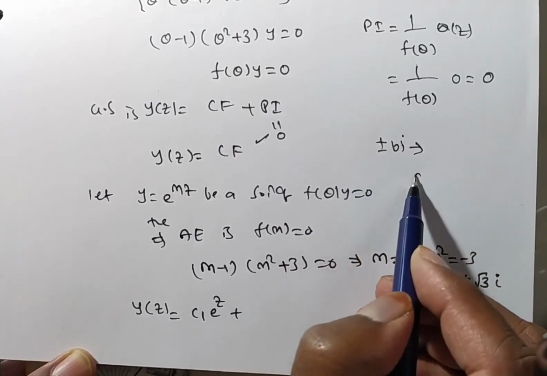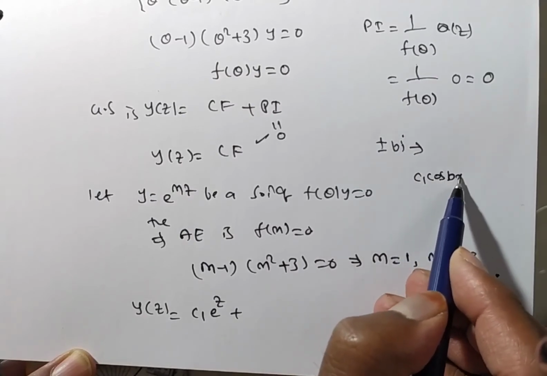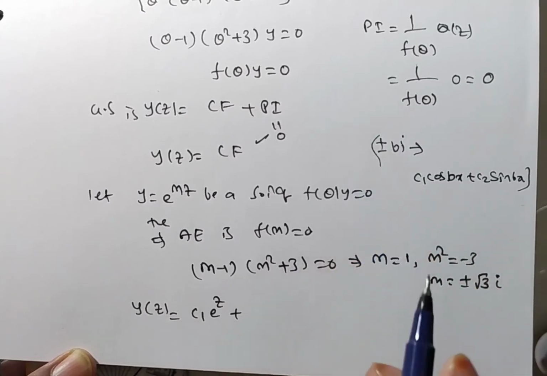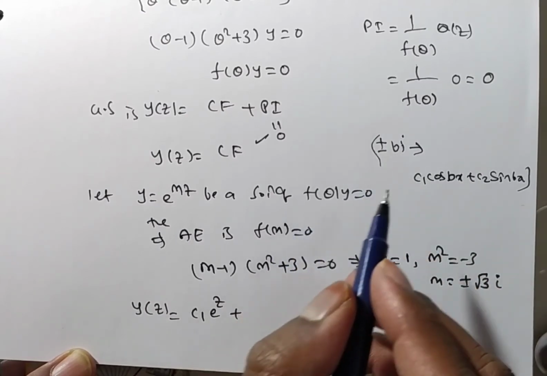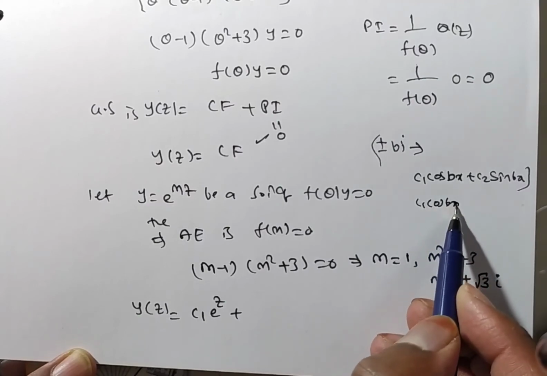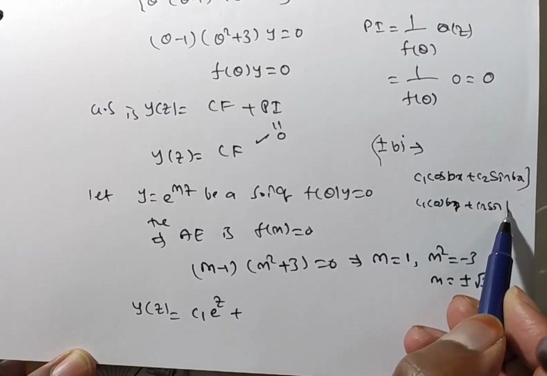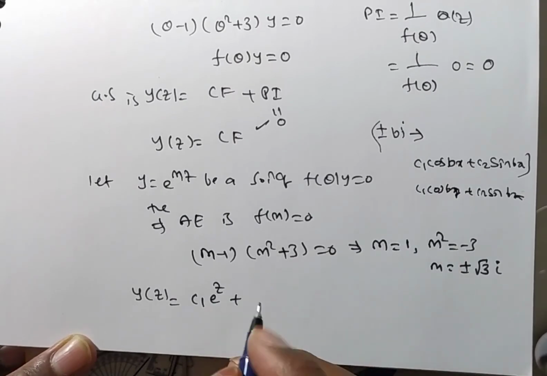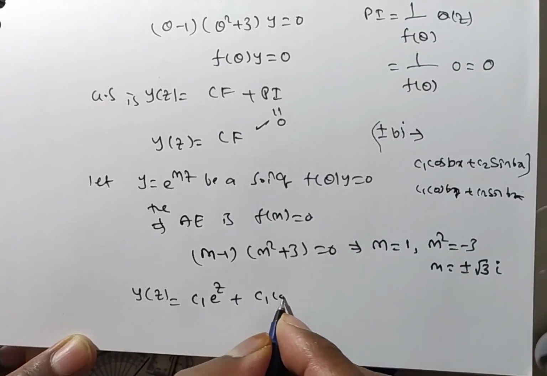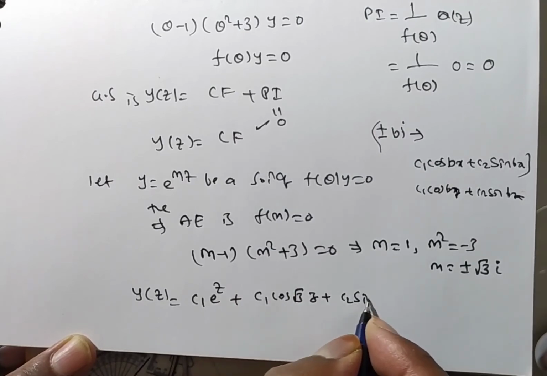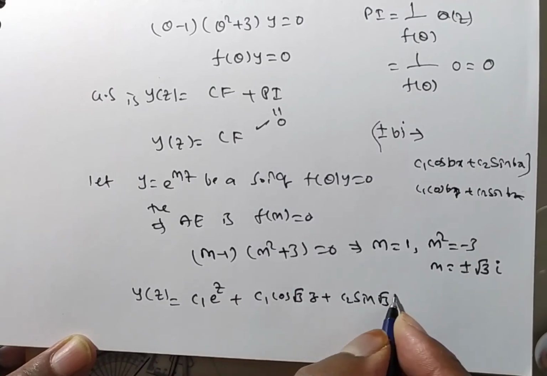Plus, whenever the roots are complex, suppose you have plus or minus bi, then we generally write c1 cos bx plus c2 sin bx. But here we are differentiating with respect to z, so we write c1 cos bz plus c2 sin bz. Here root 3 is there, so we directly write c1 cos root 3 into z plus c2 sin root 3 into z.